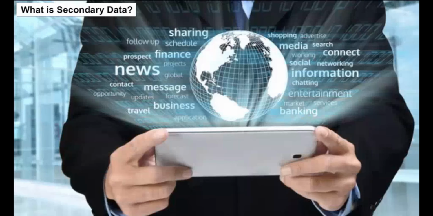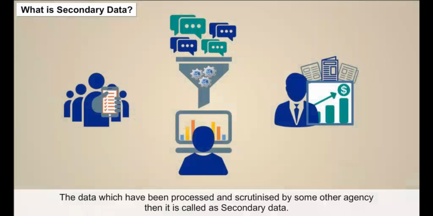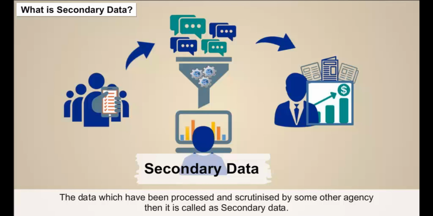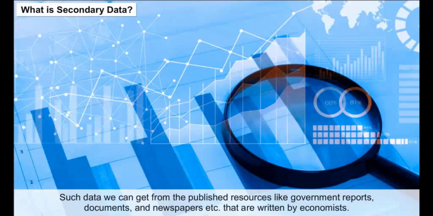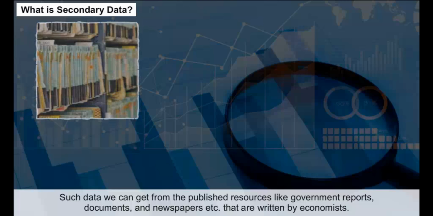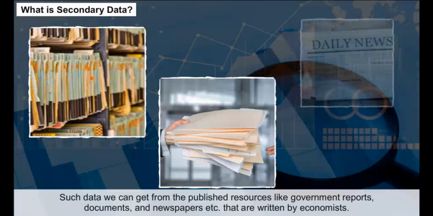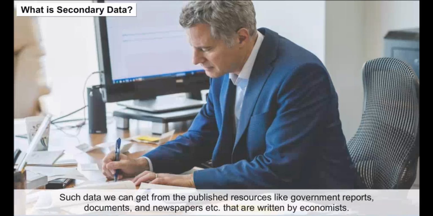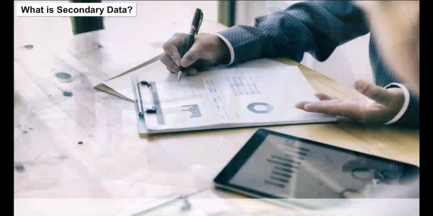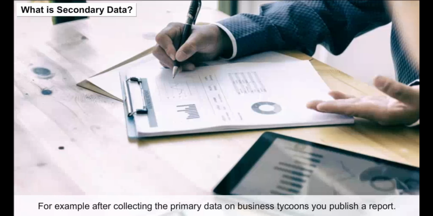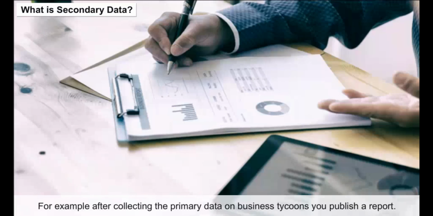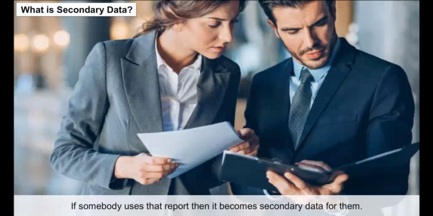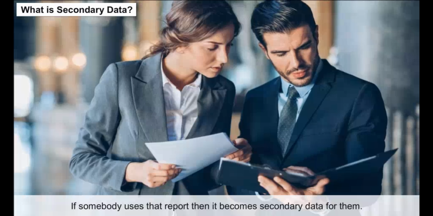What is secondary data? The data which have been processed and scrutinized by some other agency is called secondary data. Such data we can get from published resources like government reports, documents and newspapers, etc. that are written by economists. For example, after collecting the primary data on business tycoons, you publish a report. If somebody uses that report, then it becomes secondary data for them.